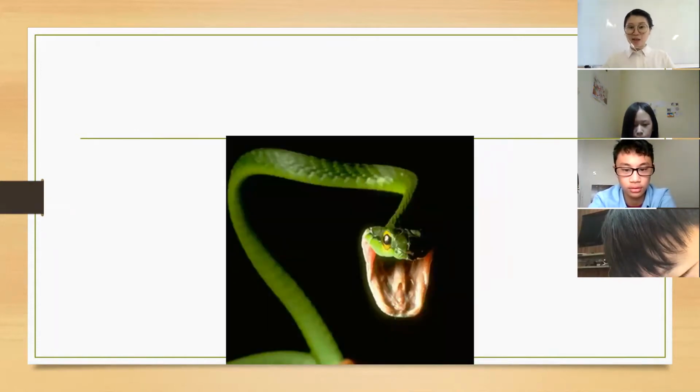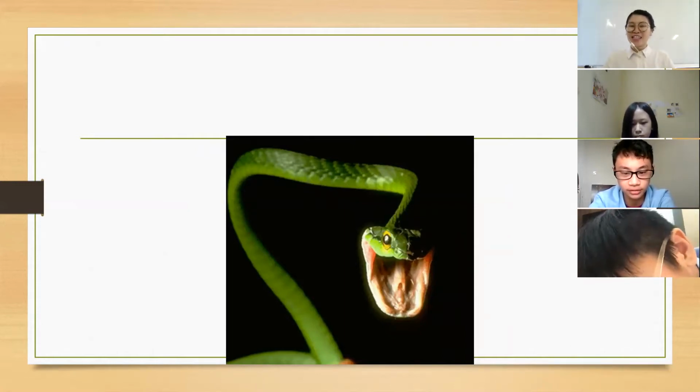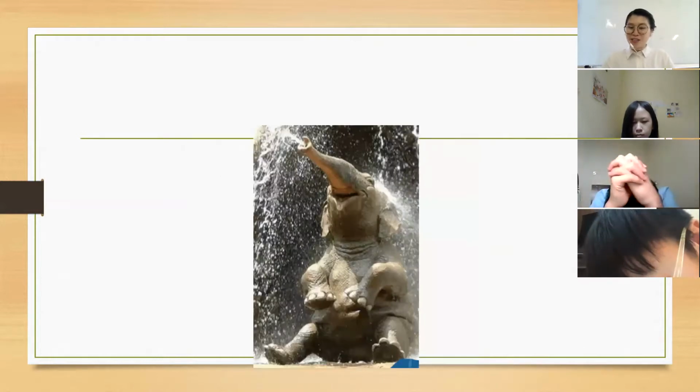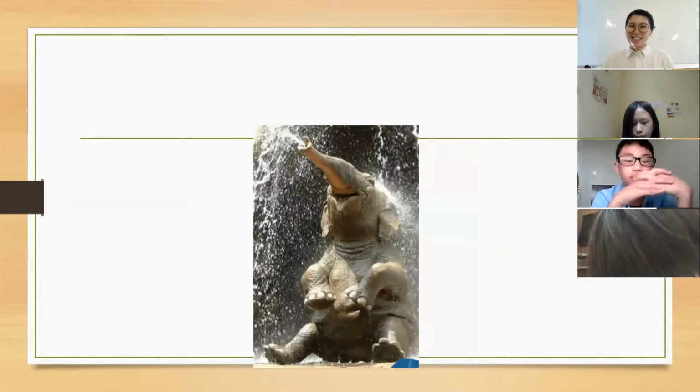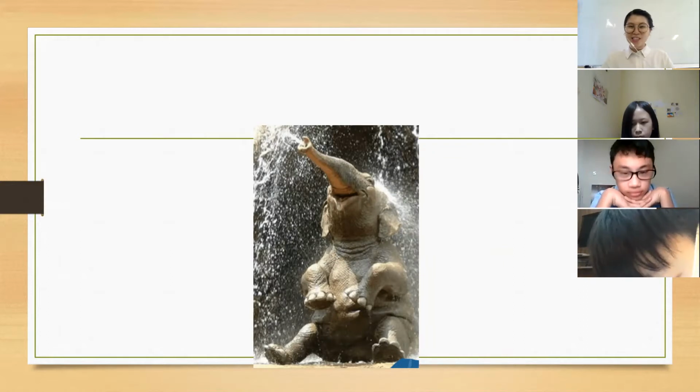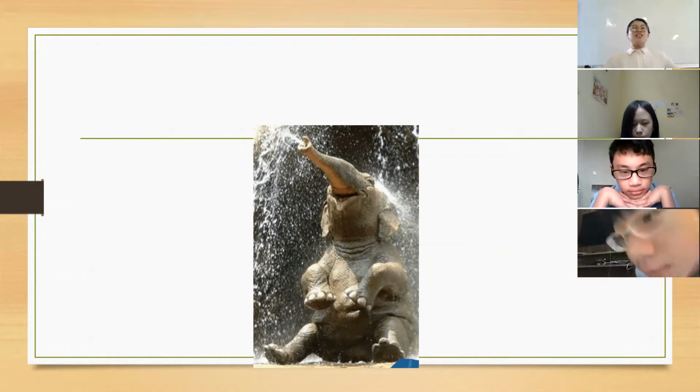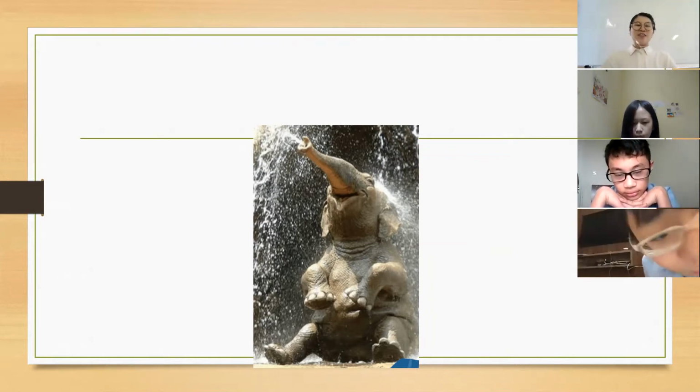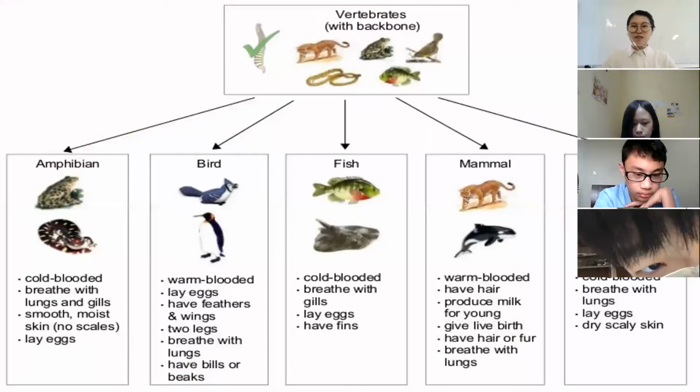Next, what is this? Look, it's a snake. Snake is a reptile. Very good. How about this one? The last one. So cute. Mammal. Very good. Elephant is a mammal. Okay. So I know you have mastered the 5 classifications of vertebrates.